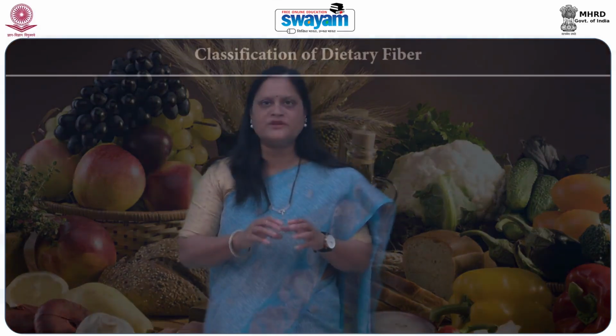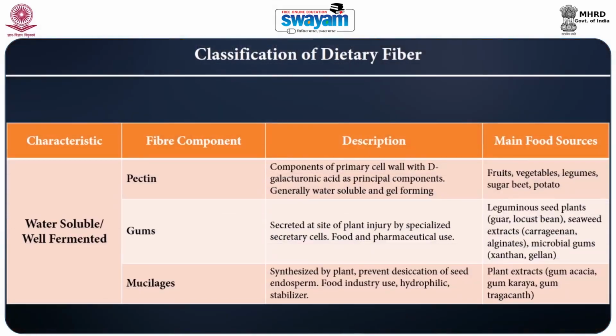Now let us find out about the soluble fiber, which is fermented well in the human intestine. Pectins are components of the primary cell wall with D-galacturonic acid as a principal component, generally water soluble and gel forming. It is found in fruits, vegetables, legumes, beet, and potatoes.